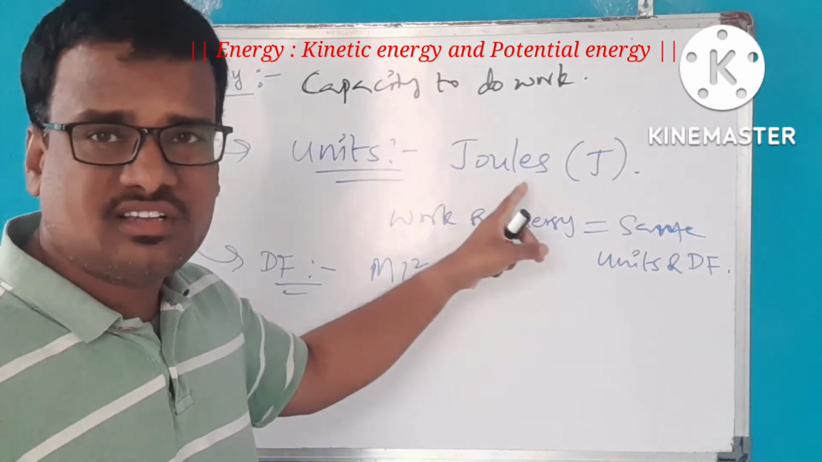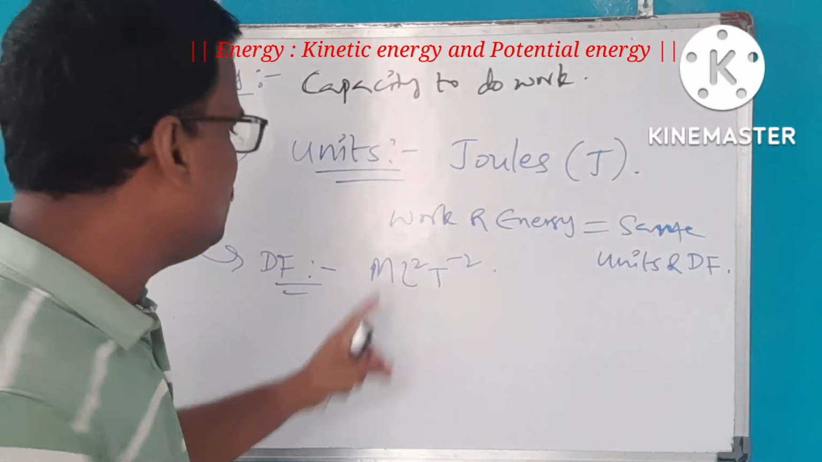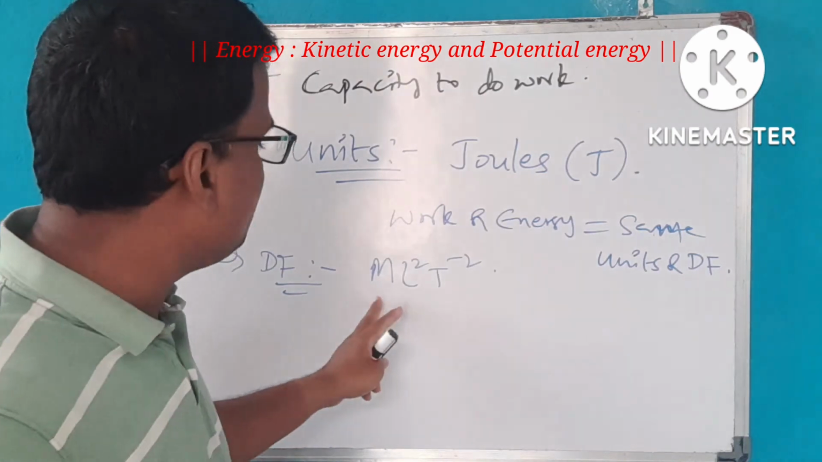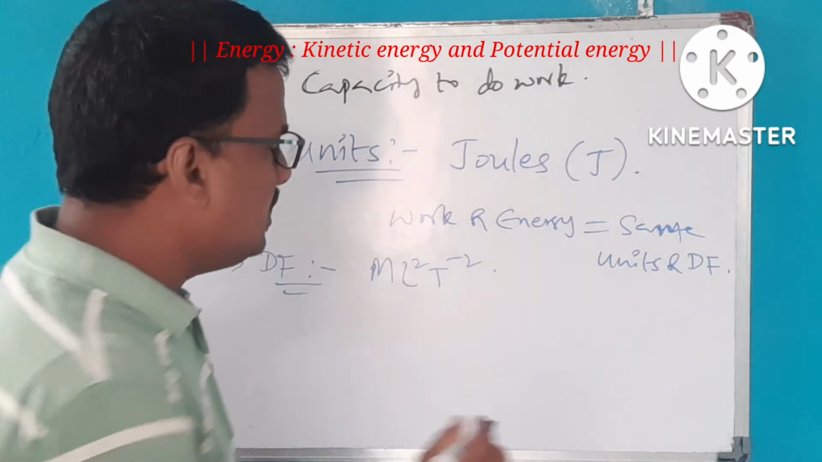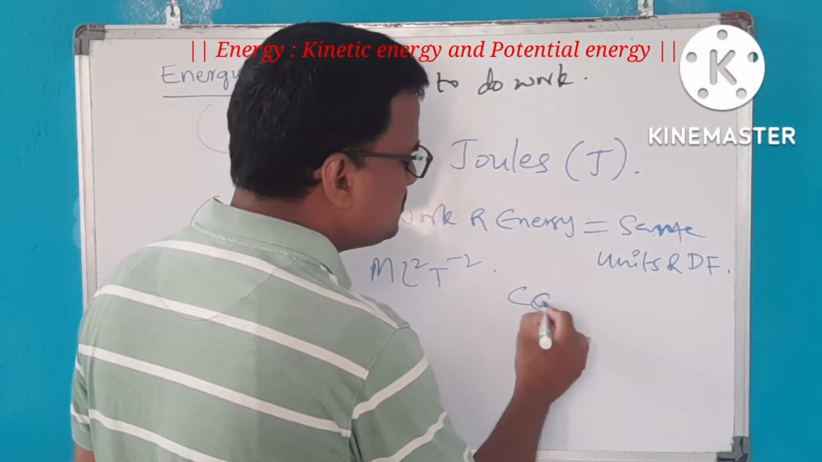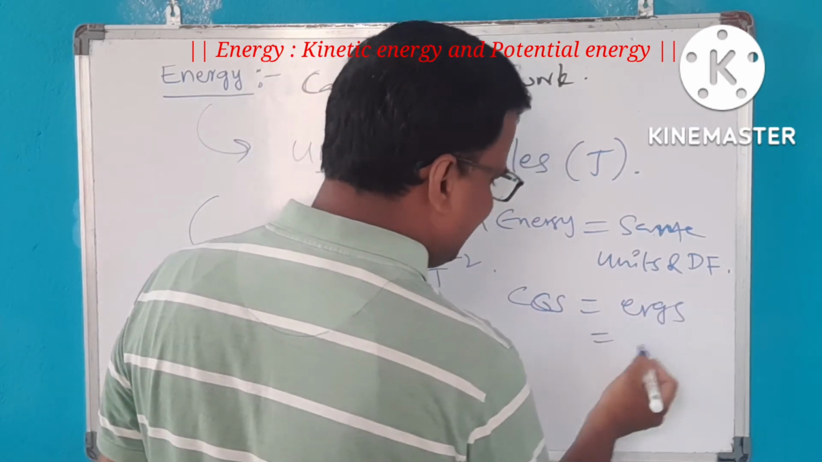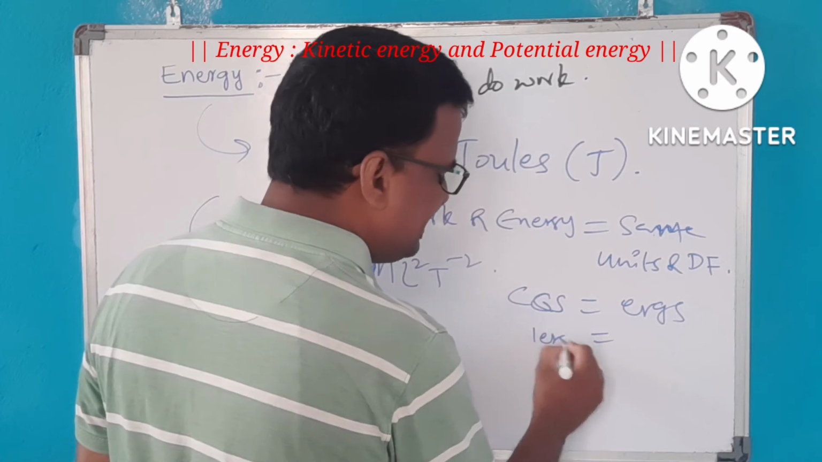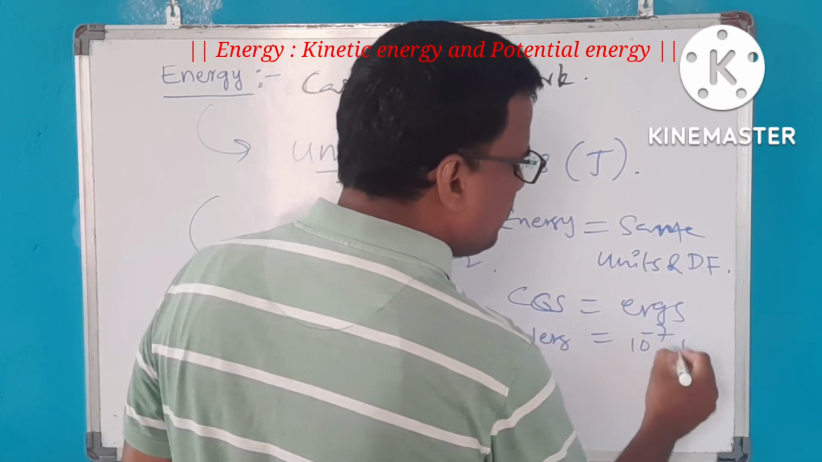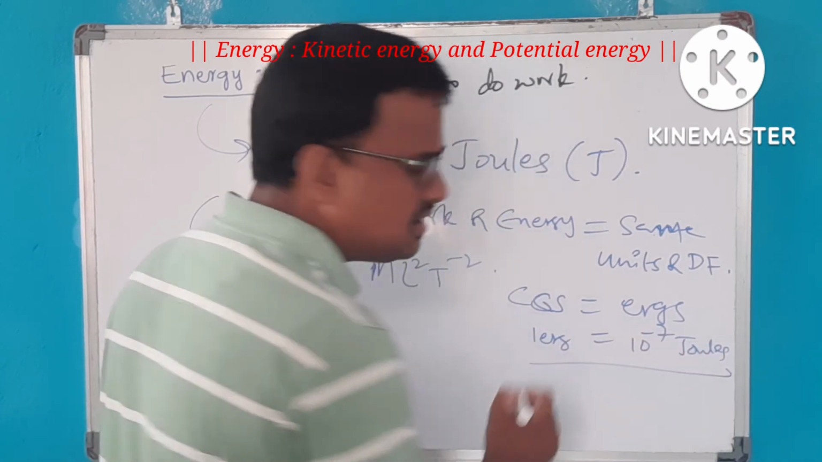The SI units for energy and work are the same. What are the SI units? Joules. And what is the dimensional formula? ML square T minus 2. And what are the CGS units? CGS units are ergs. 1 erg equals 10 to the power of minus 7 joules, as we already discussed.